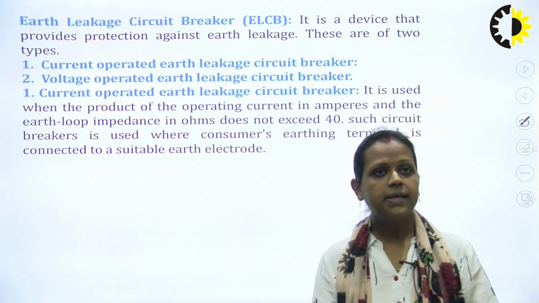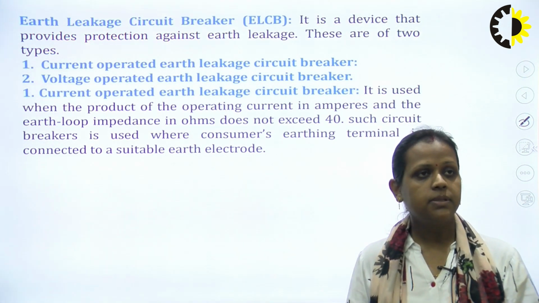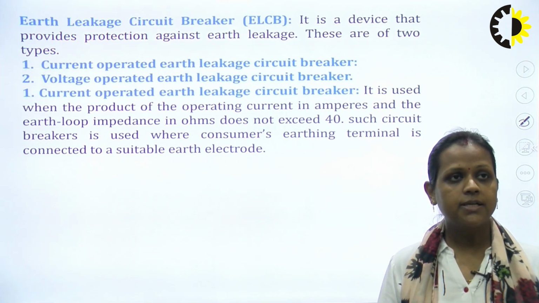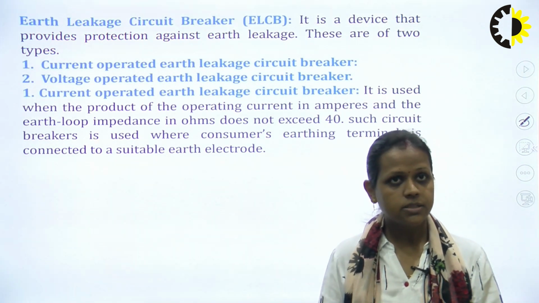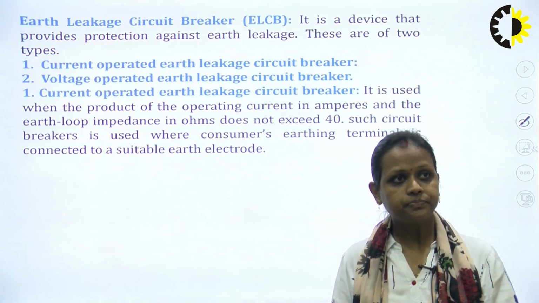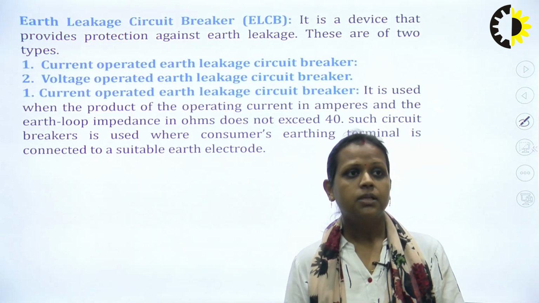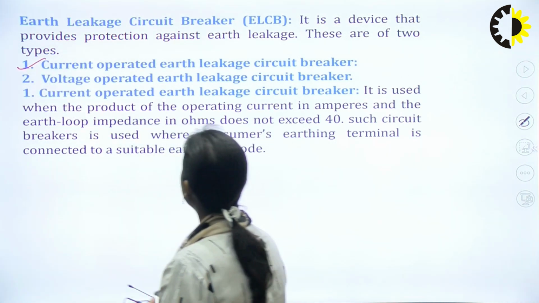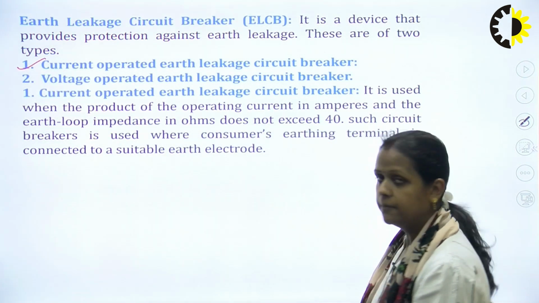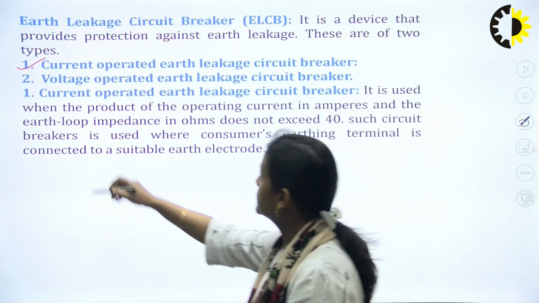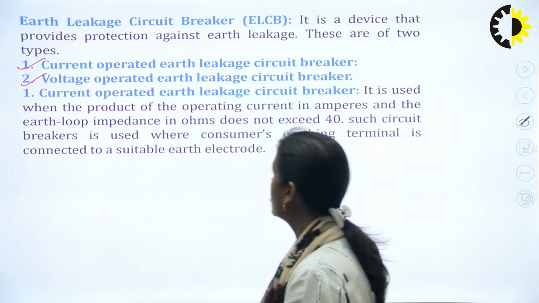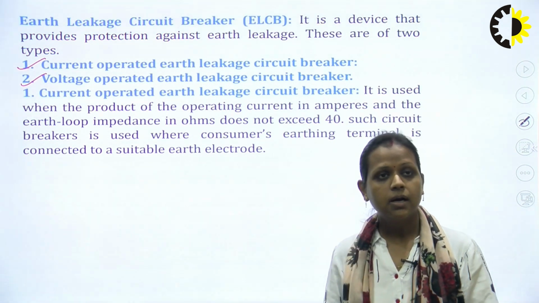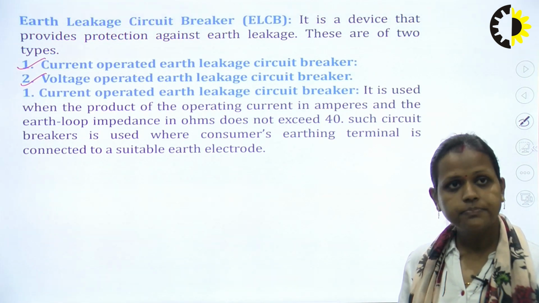Now coming to the next type, that is ELCB, that is earth leakage circuit breaker. It is a device that provides protection against earth leakage, and there are two types. The first one is current operated earth leakage circuit breaker, and the second one is voltage operated earth leakage circuit breaker. So first we will see the current operated earth leakage circuit breaker.